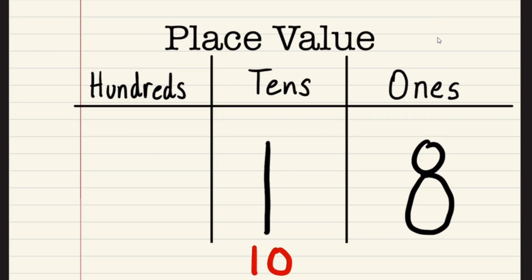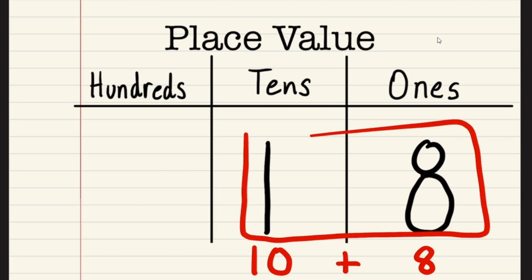10. But when you go over to the ones portion, we have a different number in there, and that is the number 8. Well, 8 ones is just the number 8. When you add those two numbers together, you end up with the number on top here, 18.